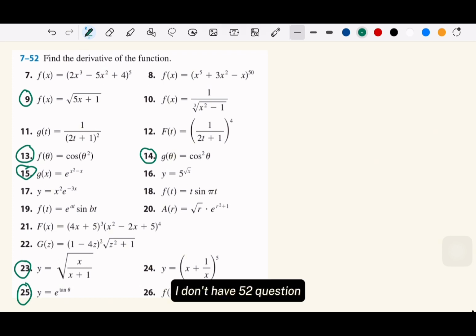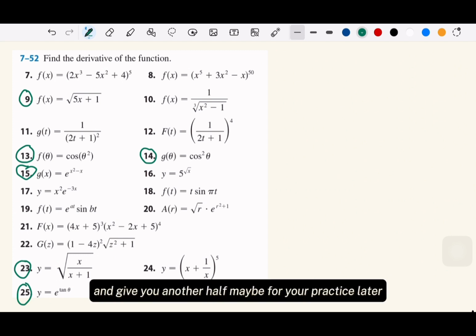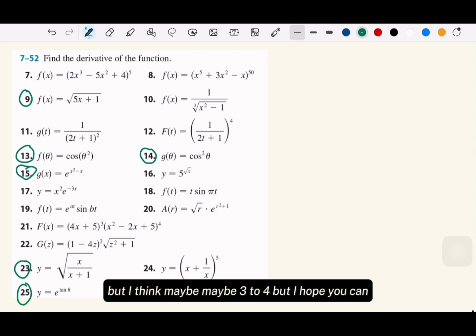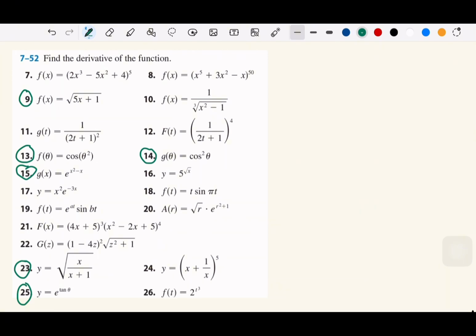Actually, it has 52 questions, but I will just take the first half and give you the other half, maybe for your practice later on. So let's try these 1, 2, 4, 6 questions. But I think maybe you will not cover 6, maybe only 3 to 4. But I hope you can continue.